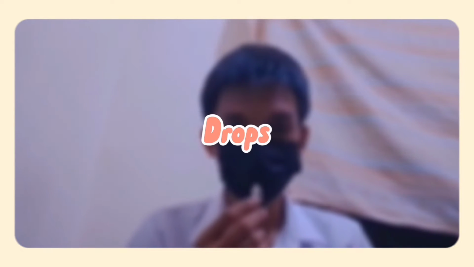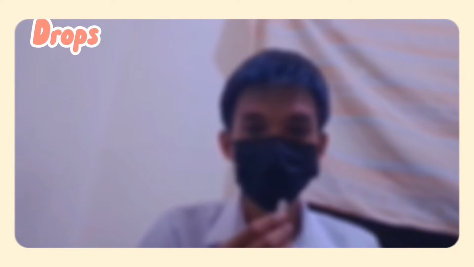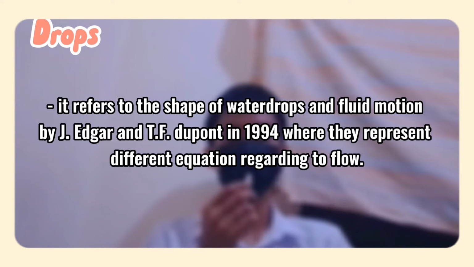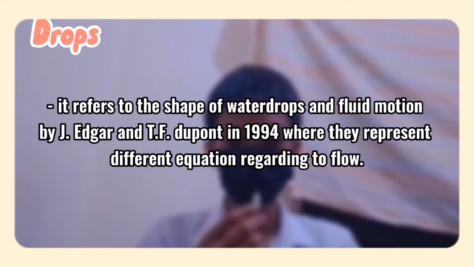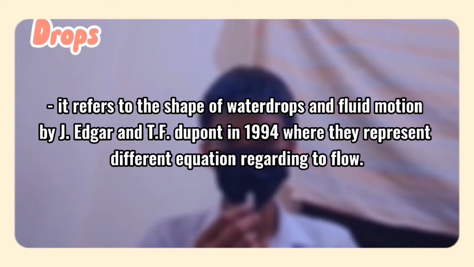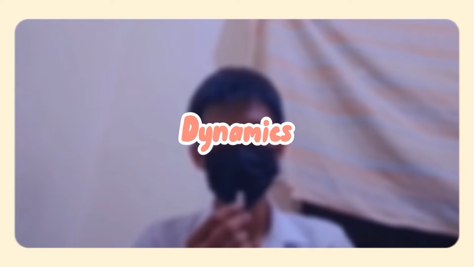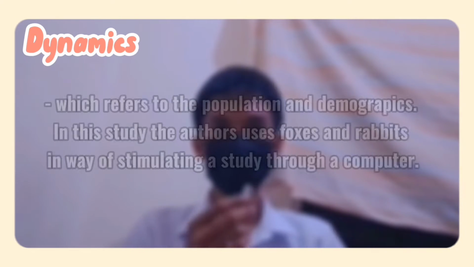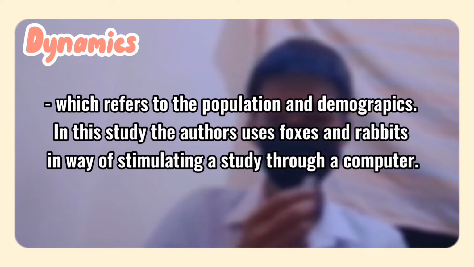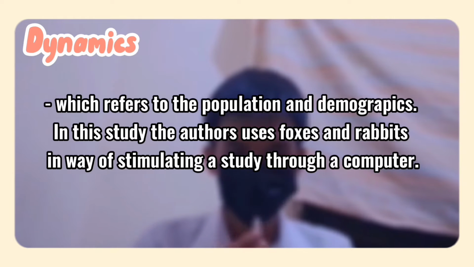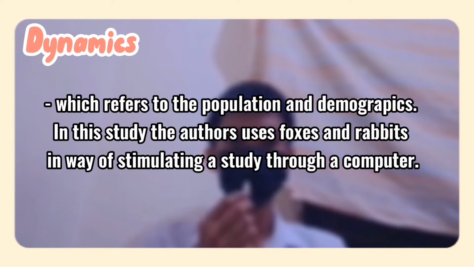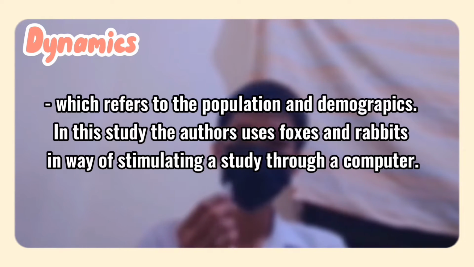First is drops. It refers to the shape of water drops and fluid motion by J. Eggers and T. F. DuPont in 1994, where they represent different equations regarding flow. And second is dynamics, which refers to population and demographics. In this study, the authors use foxes and rabbits to simulate a study through a computer.